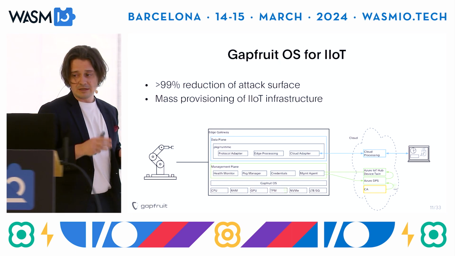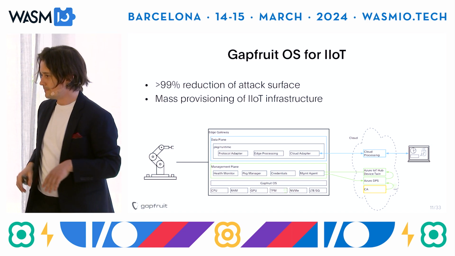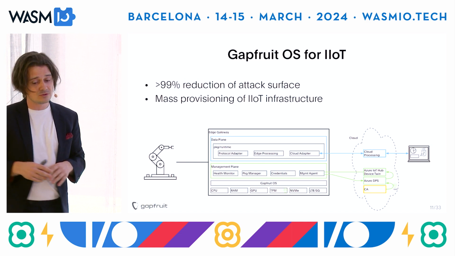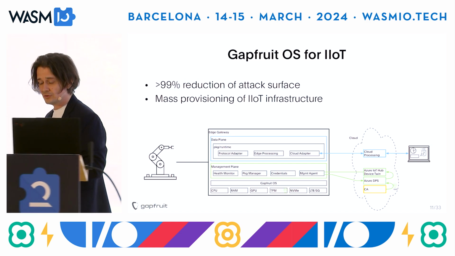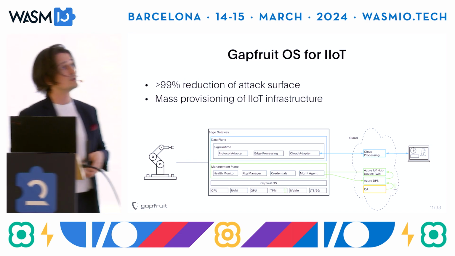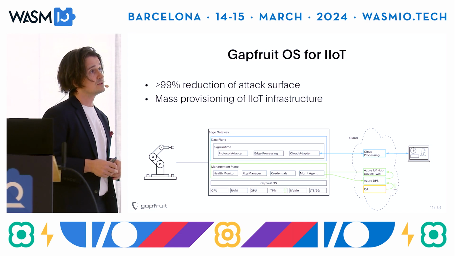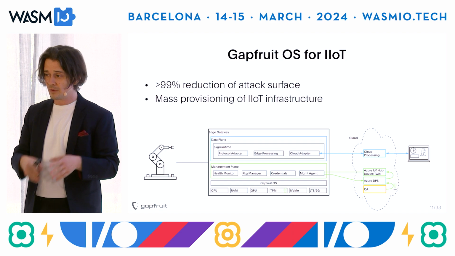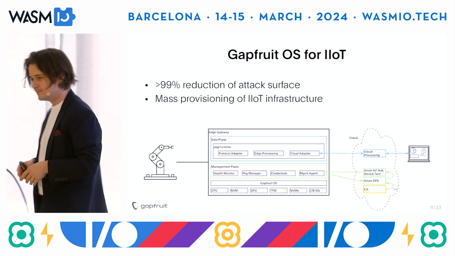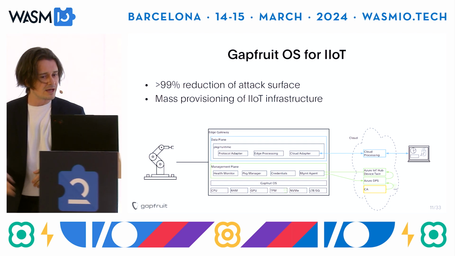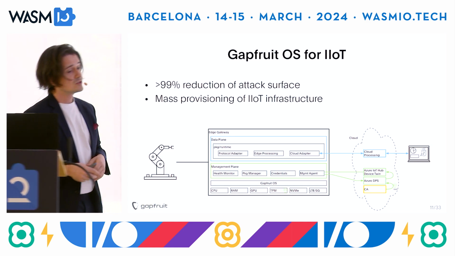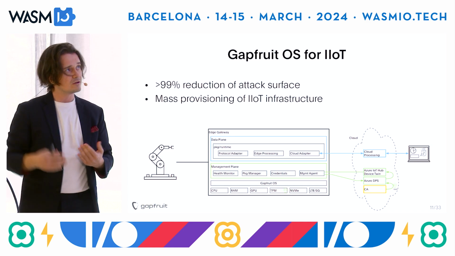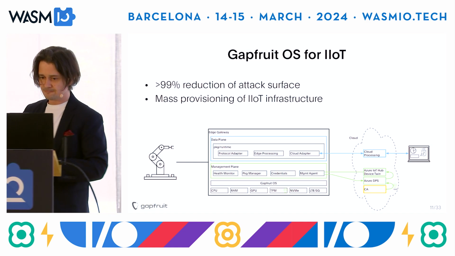Let's come back to our gateway example. What I want to talk about next is two claims, or two major benefits, of Gapfruit OS for the industrial IoT. One is we reduce the attack surface by way over 99%. The other is how we handle mass IoT deployments. So we take some security concept and we leverage it for mass deployments.